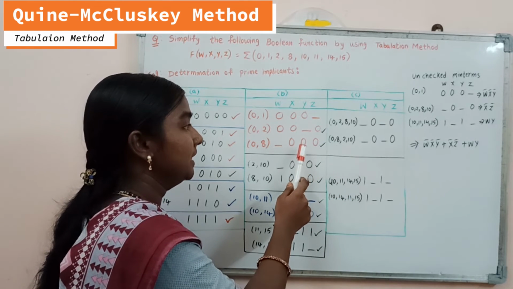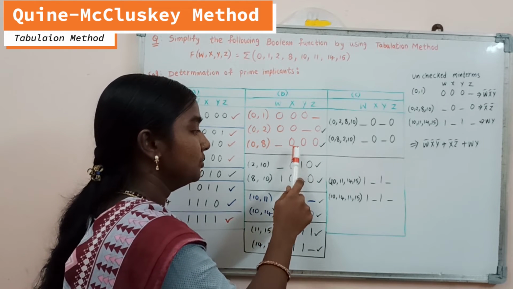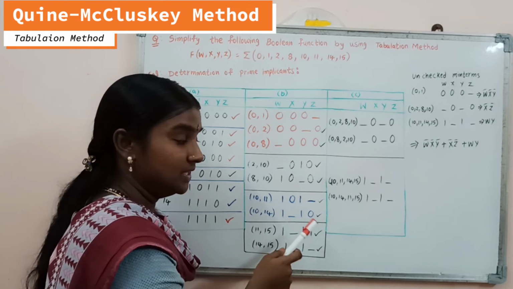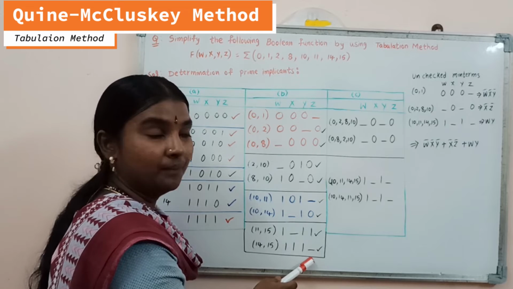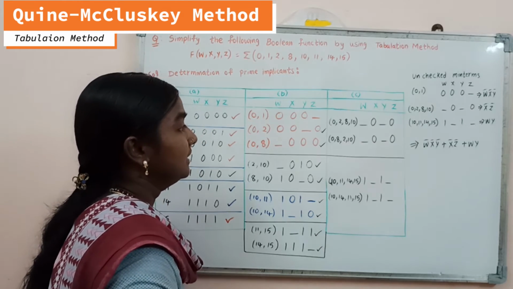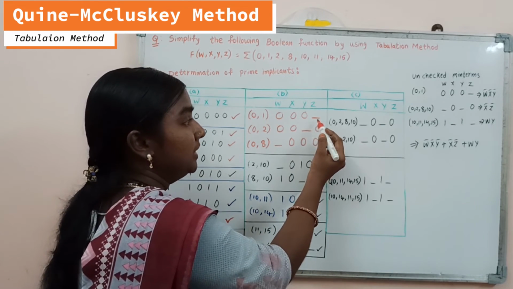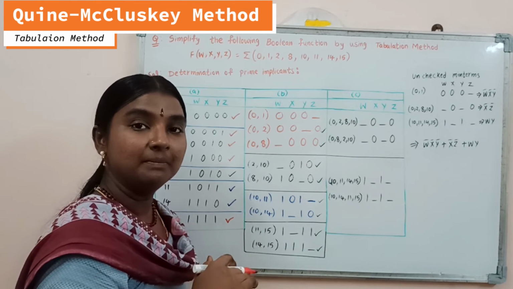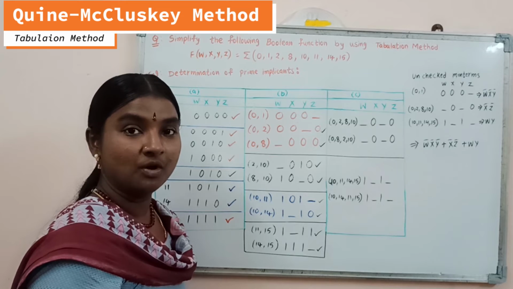After finishing column B, we need to move to column C by considering the binary combinations from the first row to the second row, then the second row to the third row, and then the third row to the fourth row. In these combinations also, we need to differ in only one variable when comparing from one minterm to another minterm's binary combinations.